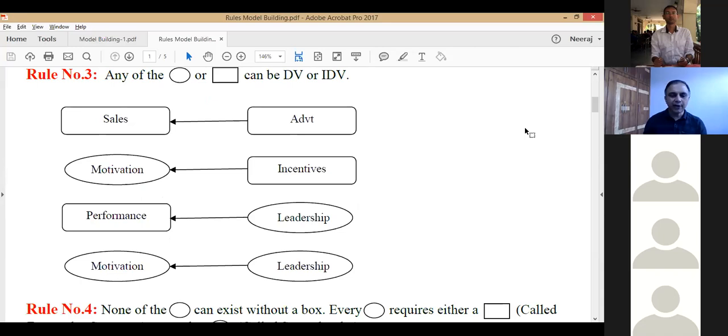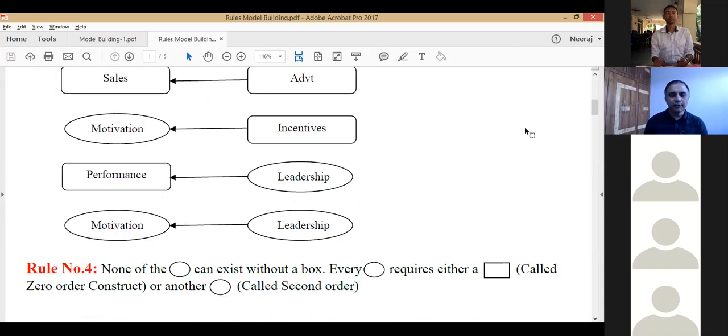Another example I have taken is that performance can be affected by leadership. Now performance, if I take marks of a student or sales generated by an employee. So again, I need to delineate, I need to note down how I will measure performance. What is performance according to me? So for example, marks of students or sales done by an employee. In that case, it can be a box.